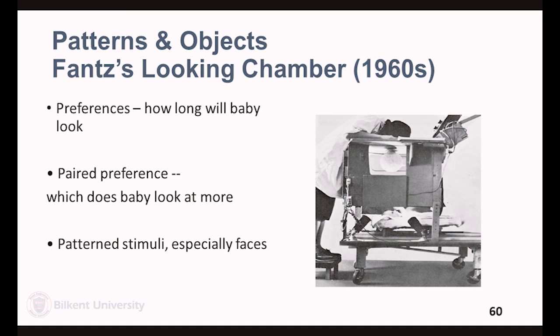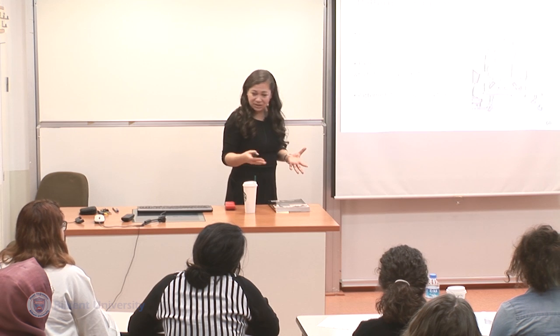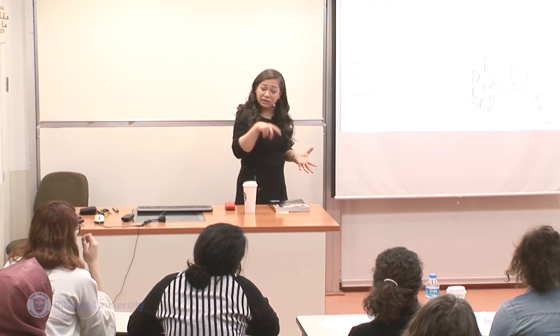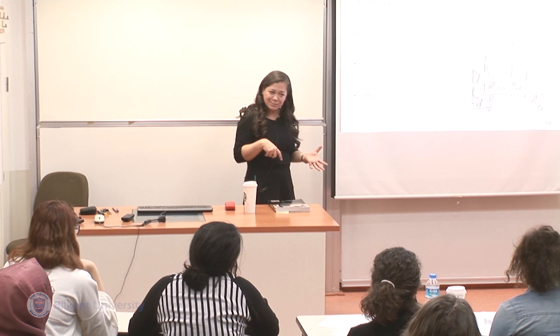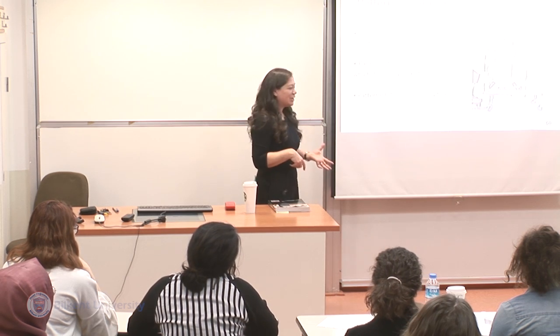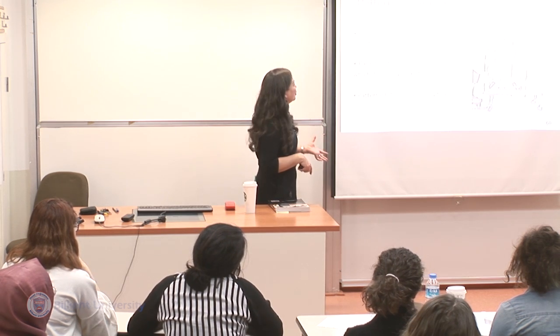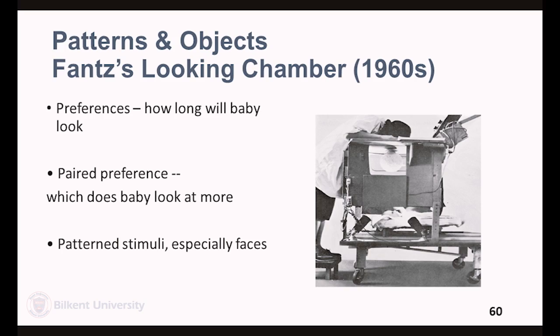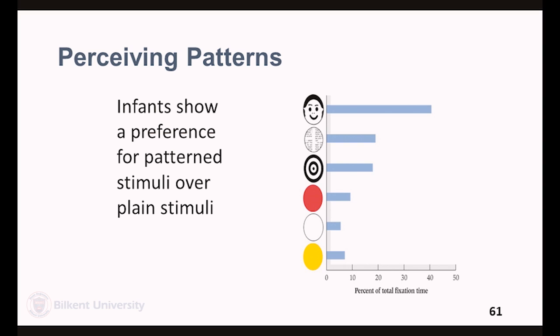Now, Fantz actually created this looking chamber to understand infants' perception of patterns in the 60s. So the visual cliff experiment is also from the 60s. It seems like the 60s were a good time to be doing visual perception research. And they looked at how long babies will prefer to look at certain patterns over others. And so it's called paired preference, and they showed pattern stimuli, including faces.